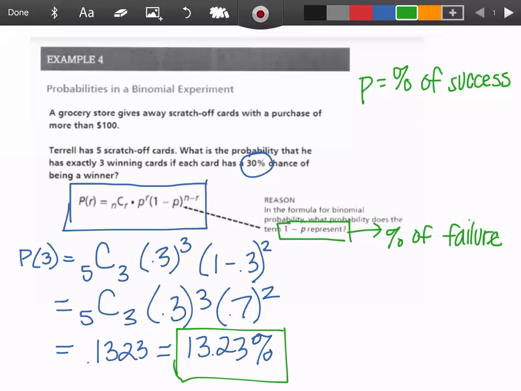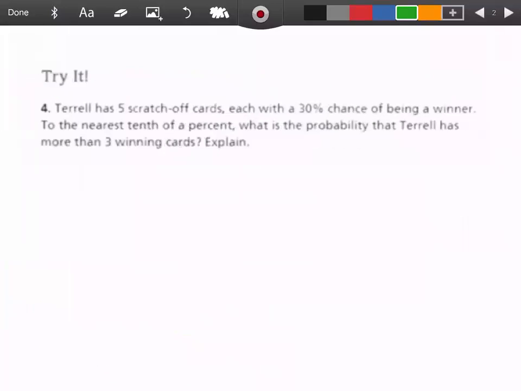So now let's go through another example using the same formula. You may want to write this formula down, because we're going to use the same formula in the next example. Terrell still has 5 scratch-off cards, each with a 30% chance of being a winner. To the nearest tenth of a percent, what is the probability that Terrell has more than 3 winning cards? So we have probability more than 3.